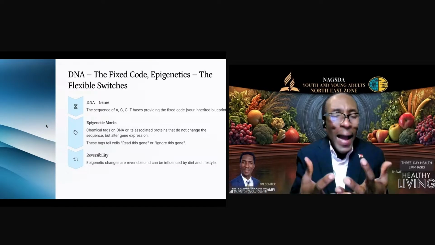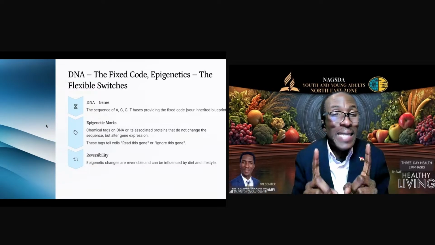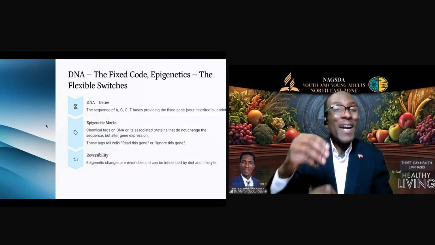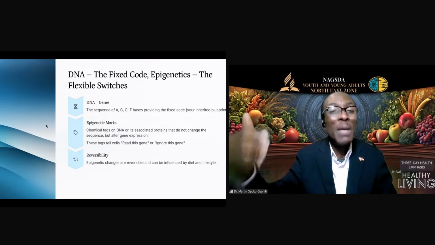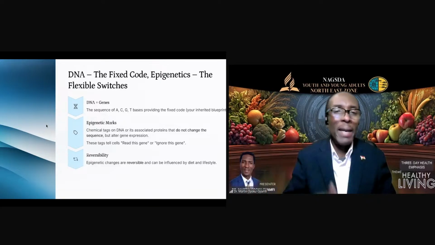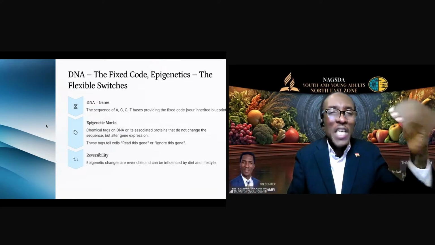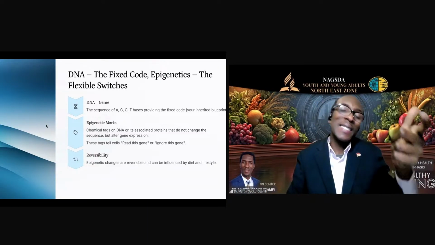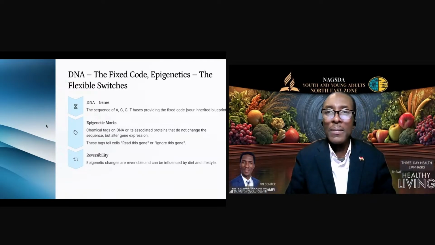You can modify how your genes work. But understand that that modification is reversible. So whatever you're doing that is changing your genes, you have to keep doing it in order to get the benefits. Otherwise, if you do it today and then you go back and do something else tomorrow, you are reversing the benefits of the epigenetic principles that you gain. I don't know whether this makes sense.